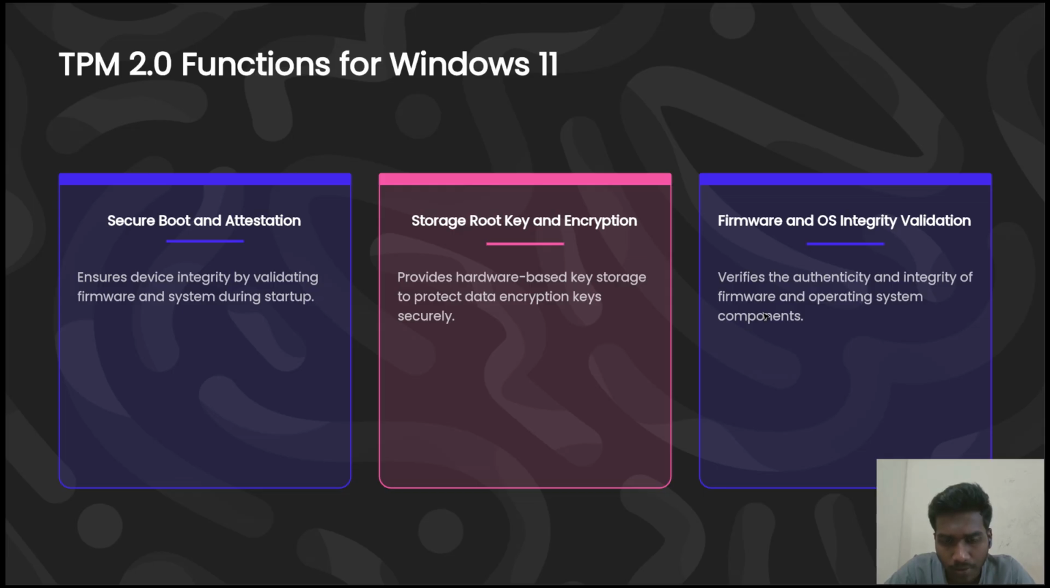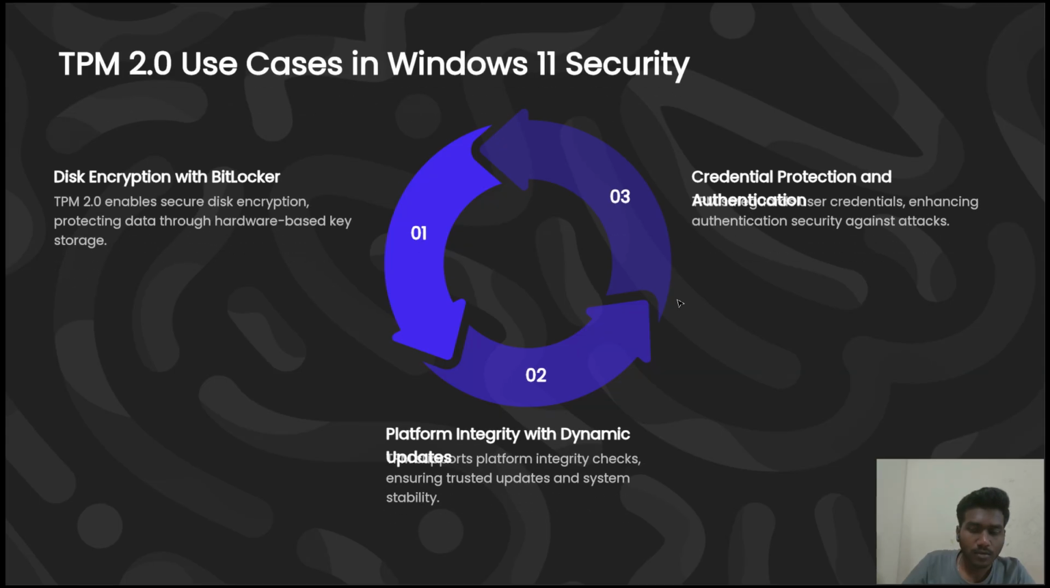When a TPM is provisioned, an owner authorization value is set inside it. If a device is ever reinstalled or repurposed, the TPM can be cleared and reprovisioned per Microsoft guidelines. Next is TPM 2.0 use cases in Windows 11 security: disk encryption with BitLocker, credential protection and authentication, and platform integrity with dynamic updates.